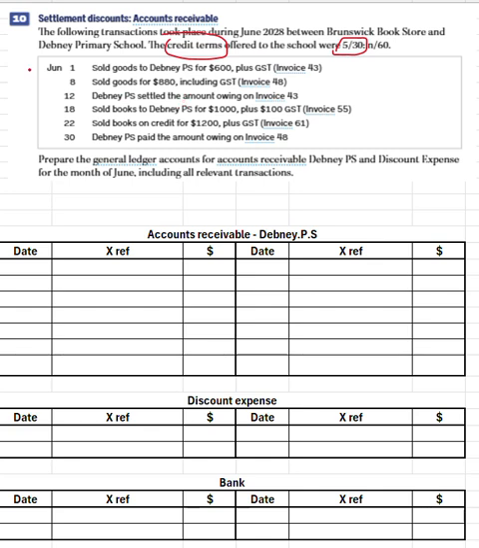So let's go to this first transaction. On the first, we've sold goods to our account receivable, Debney, for 600 plus the GST. So we're just going to debit our asset account. So accounts receivable is an asset because we have a right to collect the economic benefit from the credit sale from June the 1st. So let's just record that in our ledger.